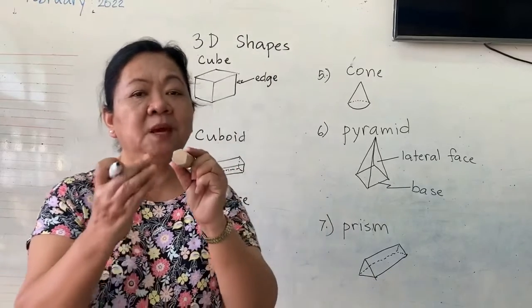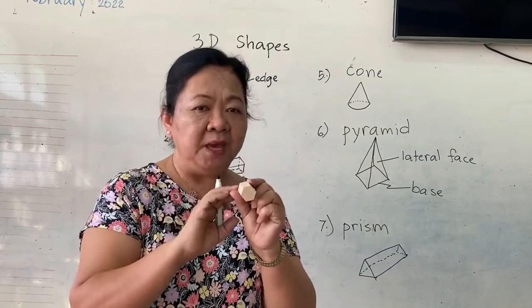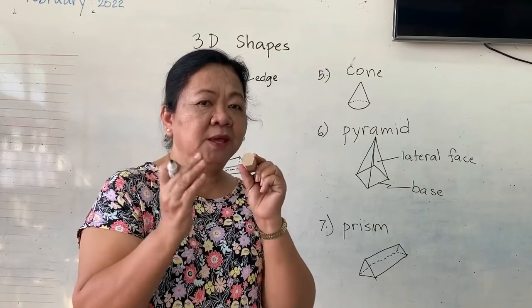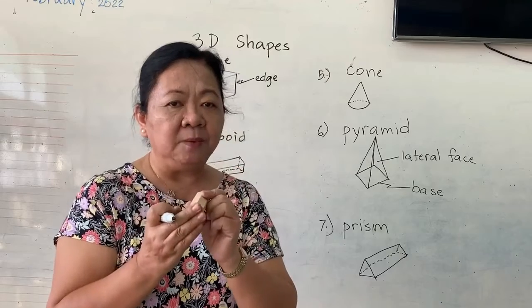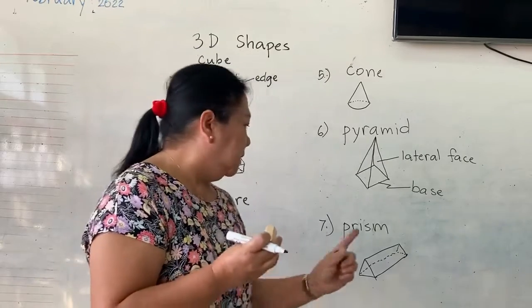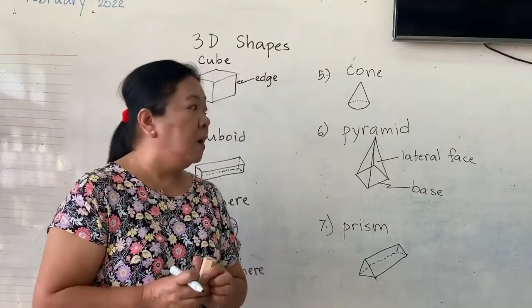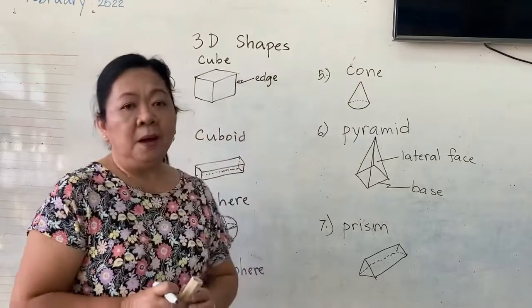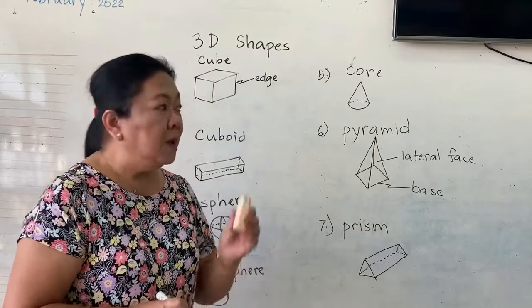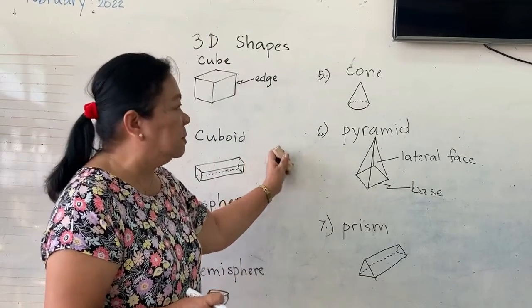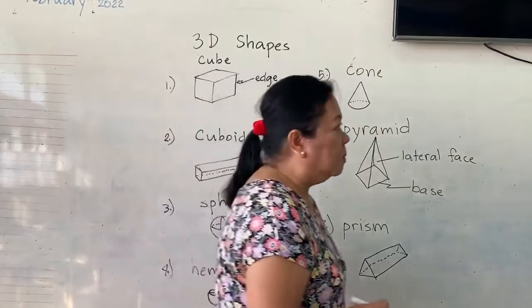We name the prism depending upon the base. If it is a hexagon, hexagonal prism. If it is a rectangle, rectangular prism. If it is like this, a triangle, then it is a triangular prism. So, all of these are about the 3D shapes. Now, you will use this knowledge of 3D shapes to answer your homework.